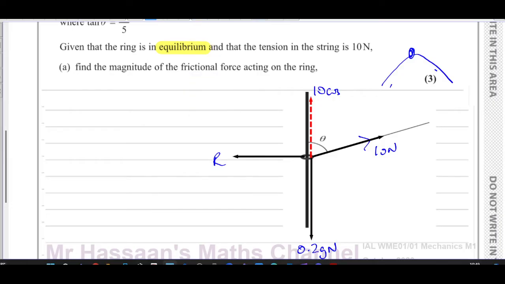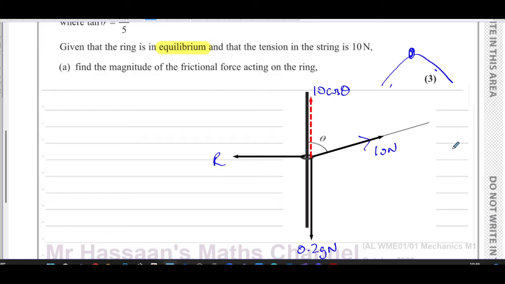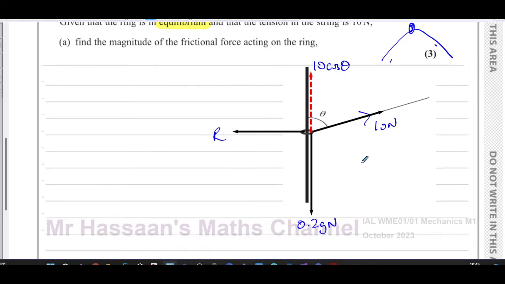10 cosine theta. What happened there? That is the resolving of this force vertically. Now these two forces together have to balance out. The difference between them will be the frictional force.